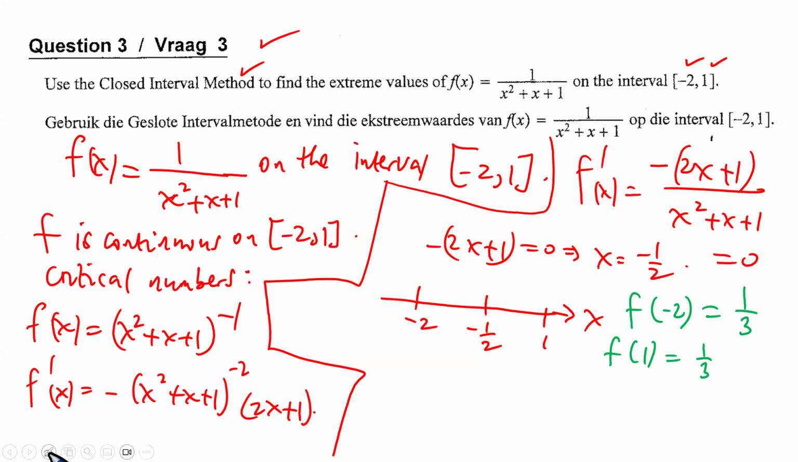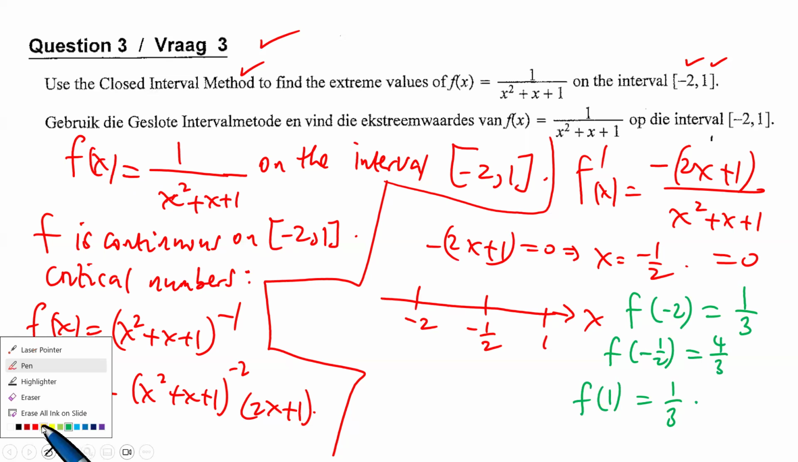Let's do this a little bit in order. F of minus 1/2: if you do the minus 1/2 here, you would have 4/3. And f of 1 is 1/3. All right, so in the end, you have these particular values.